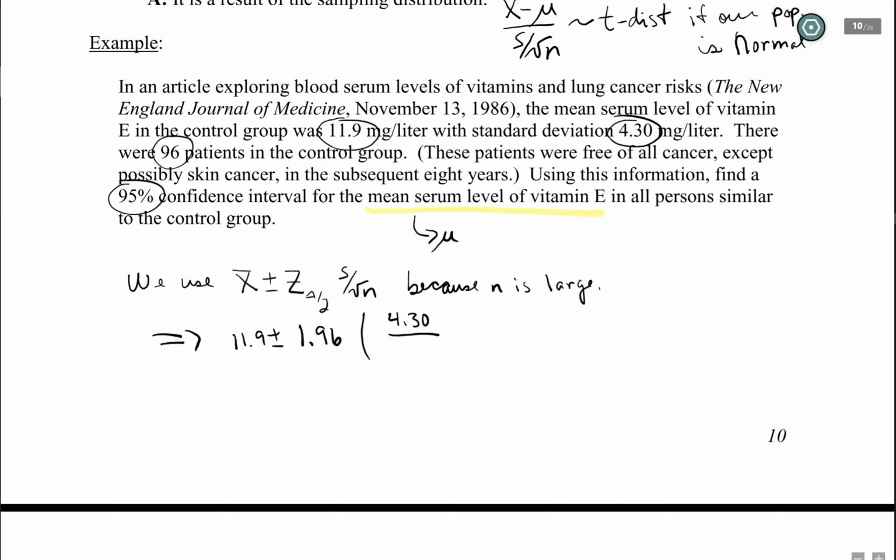Okay. Then divide by root n. Let's see, the square root of 96 there. Okay, so I'll let you work through that computation, but that's just illustrating the use of this kind of interval, the large sample confidence interval on mu.